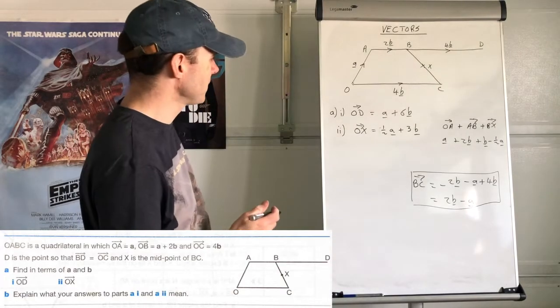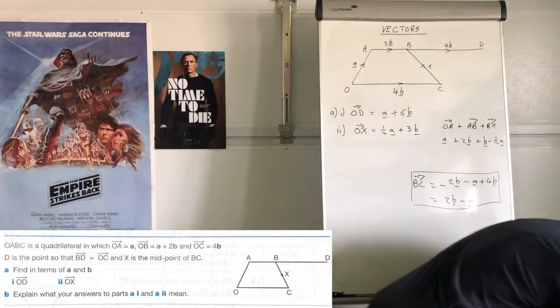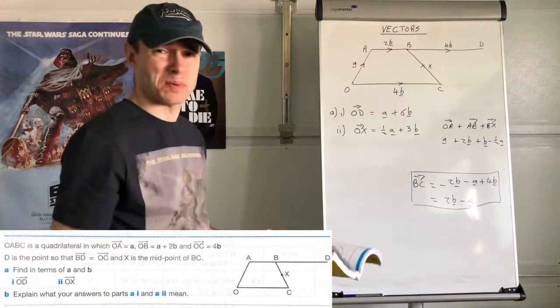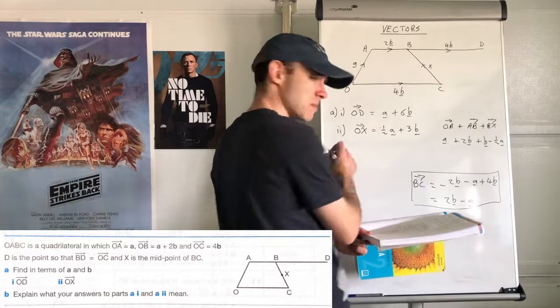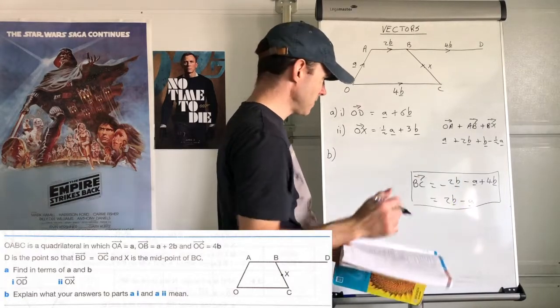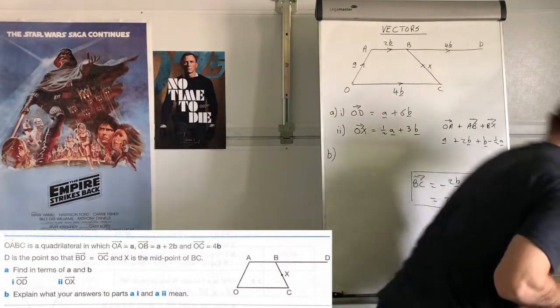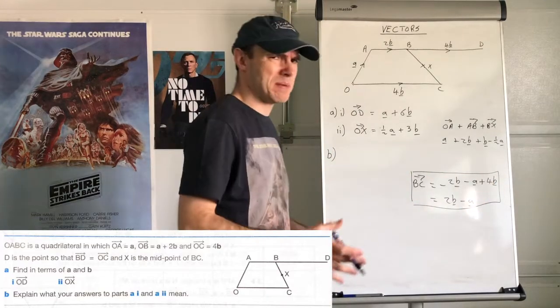Okay, you see how it's done? Now, what else do we have to do? It's kind of almost it, isn't it? Part B, explain what your two answers mean. I thought it was going to be a bit more actually, but no, it's not. Explain what your two answers mean. Can you see what they mean?